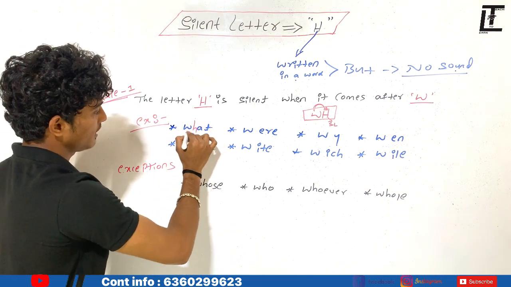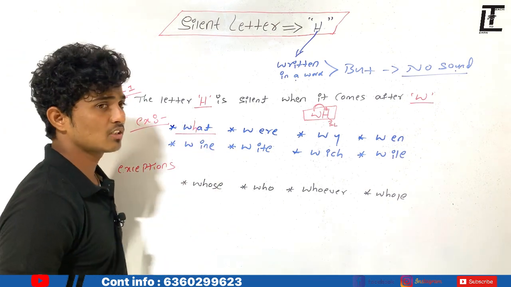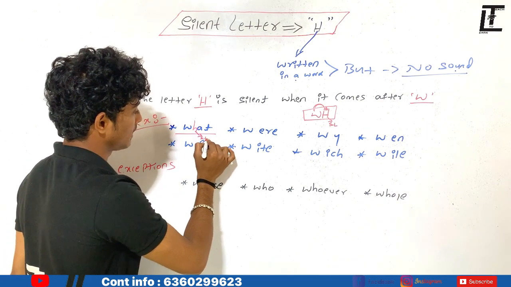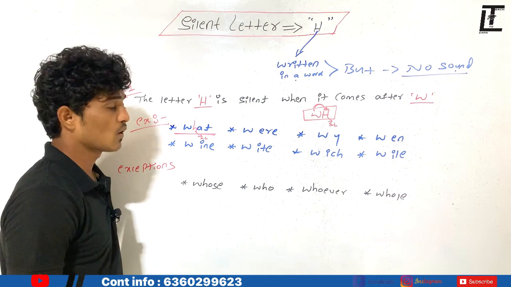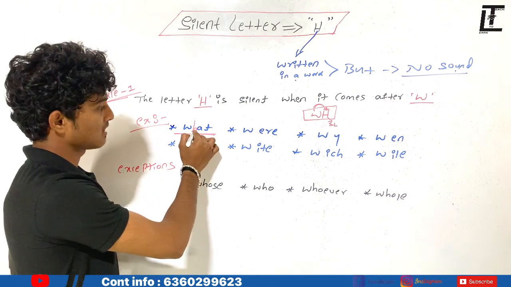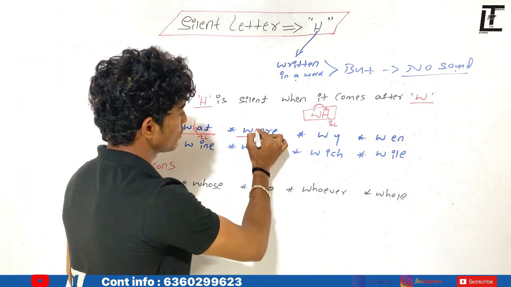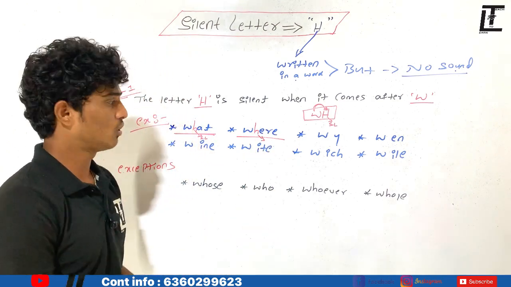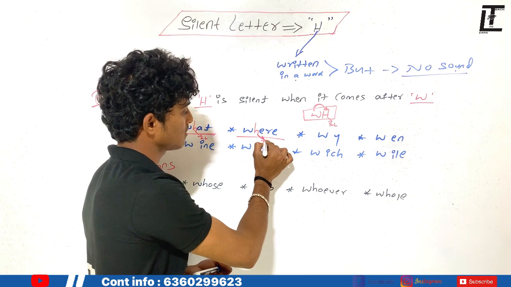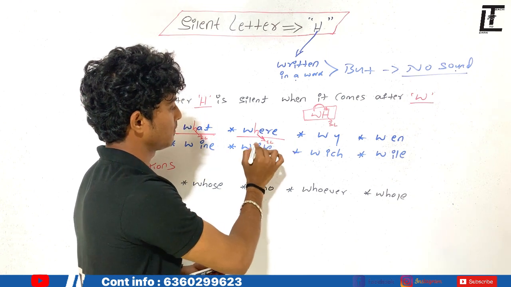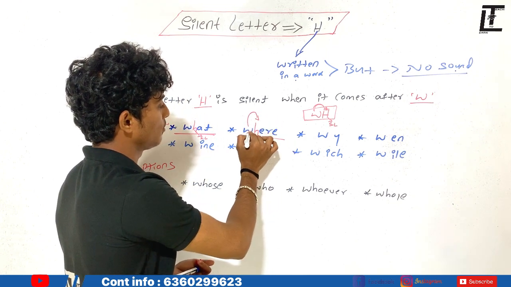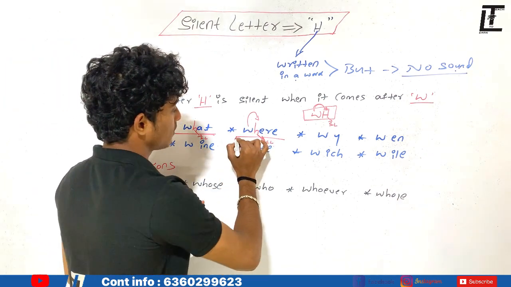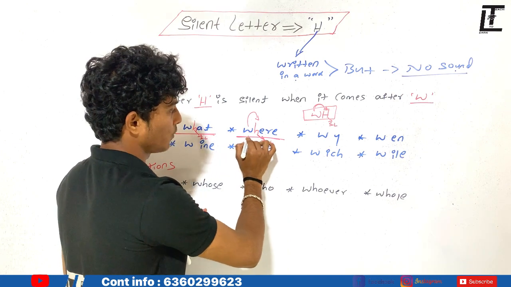The first word here is what. We never pronounce the H. There is no H sound, which means H is a silent letter. So we pronounce this as what, keeping the letter H silent, and the next word should be pronounced as where. Don't use the letter H sound. Letter H is silent because it comes after this W. In this case, the letter H is not pronounced.